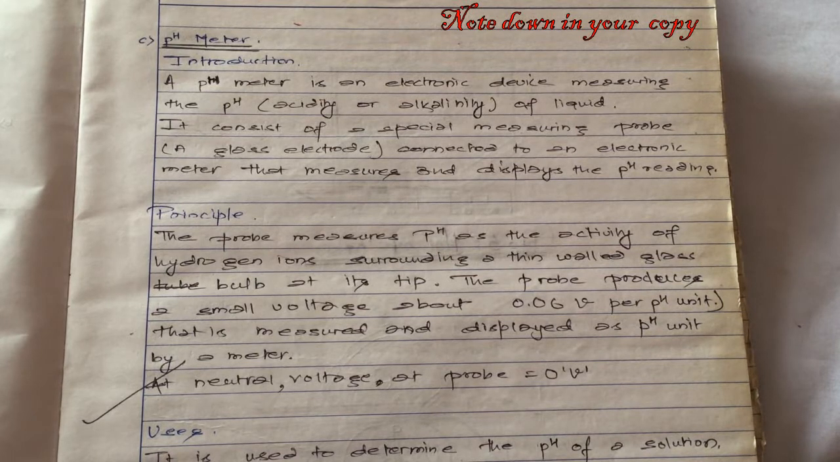Talking about the principle of the pH meter, the probe measures pH as the activity of hydrogen ions surrounding a thin walled glass bulb at its tip. The probe produces a small voltage, about 0.06 volts per pH unit, that is measured and displayed as a pH unit by the meter. At neutral pH, the voltage at the probe is equal to 0 volts. Talking about the uses of the pH meter, it is used to determine the pH of a solution.